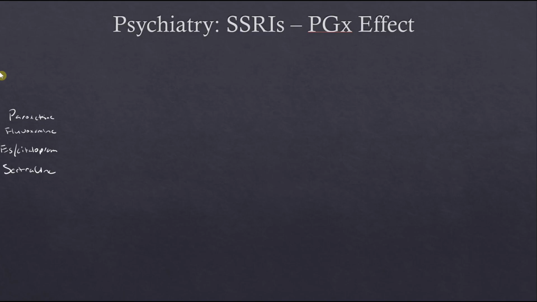So we're going to talk about our 5 drugs here being paroxetine, fluvoxamine, S-citalopram, and sertraline. We're going to take a look at what happens when you have different metabolizer phenotypes of CYP2D6 or 2C19. So this will be very similar to what we've done in the previous week, looking at the effects of these metabolizer types on these drugs.